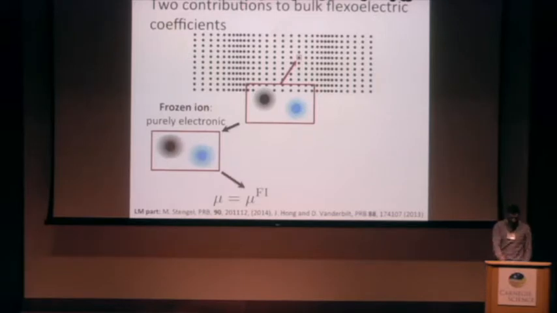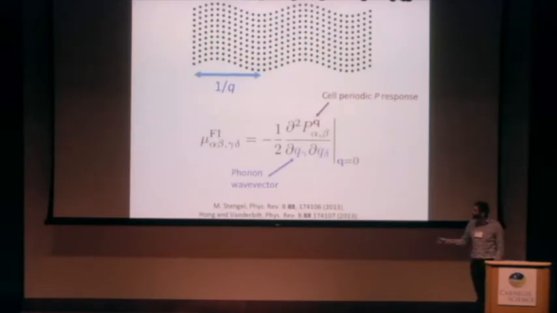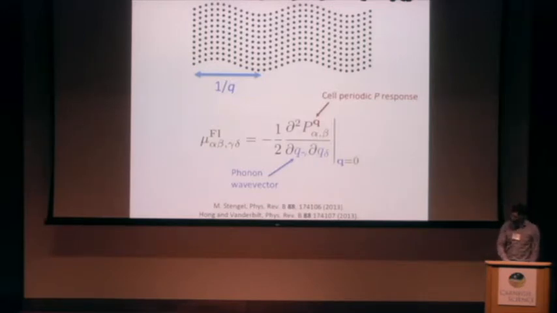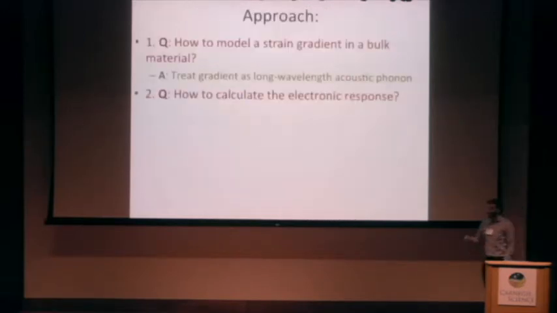So just briefly, the way that we calculate the frozen ion flexoelectric coefficient is by calculating this cell periodic polarization response that I mentioned before, and taking its second derivative with respect to phonon wave vector. So this would be a calculation for a given phonon with wave vector q, and then we take the second derivative in the long wavelength, or q equals 0 limit. So that's how we describe a strain gradient.